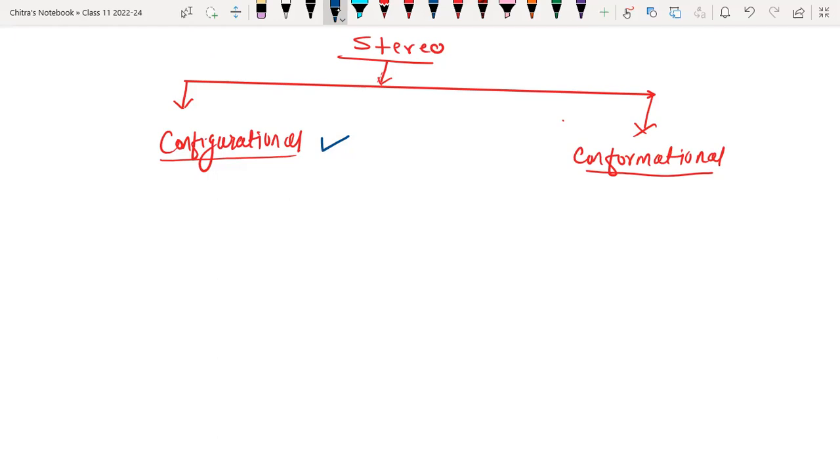So configurational isomers means those stereoisomers which can be isolated at room temperature are called configurational isomers. Now we have conformational isomers. They cannot be isolated at room temperature. That's all.